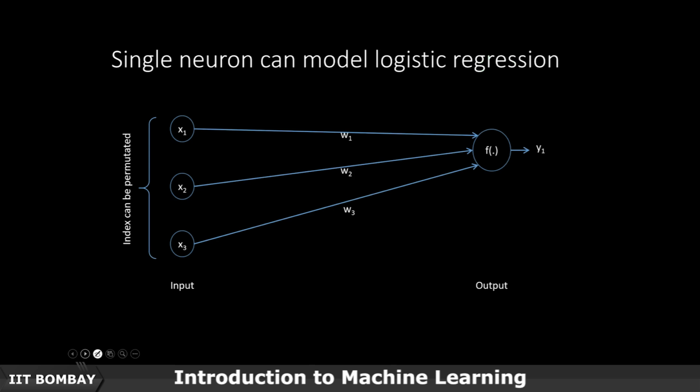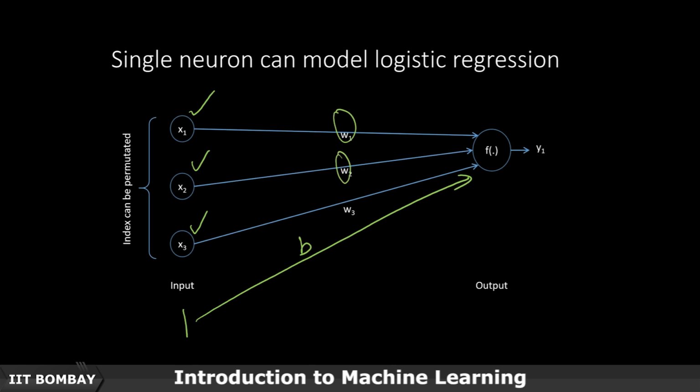So let's go back to logistic regression, see how it is being modeled by a single neuron. Let's say we have input dimensions x1, x2 and x3, and for fun let's also add a bias of 1, and we multiply all of these with weights w1, w2, w3 and b, and we add all of them up and we put that inside a sigmoid function.